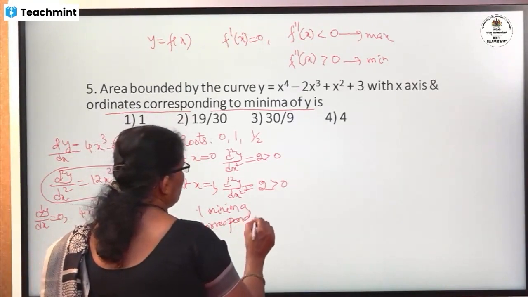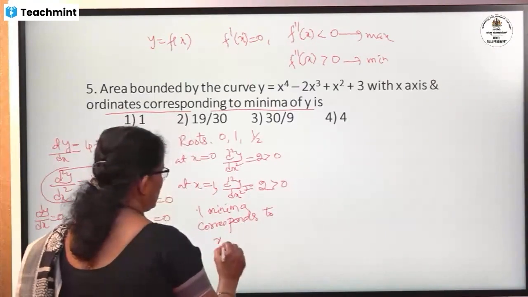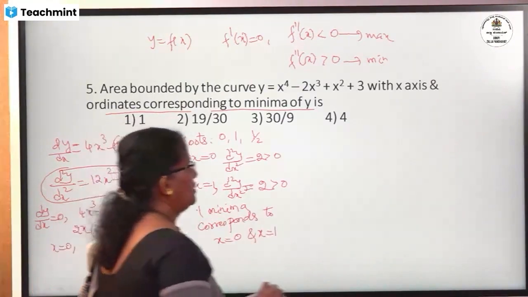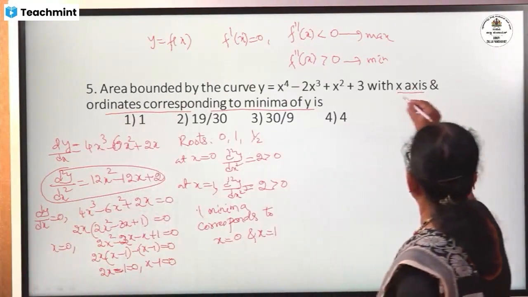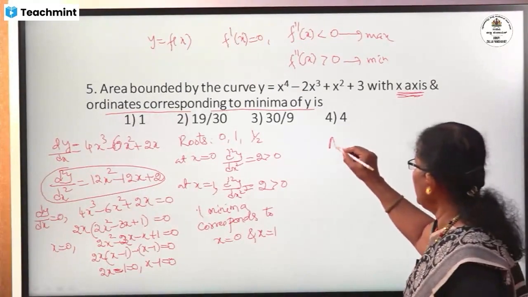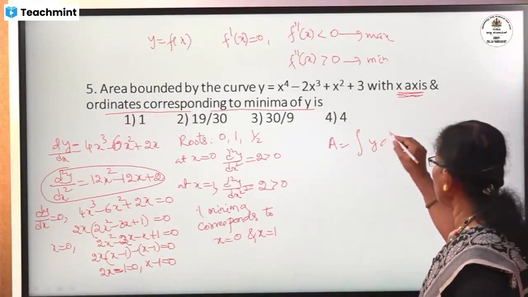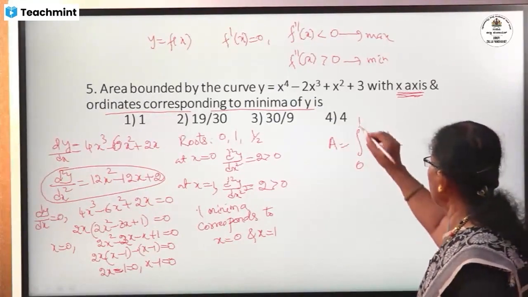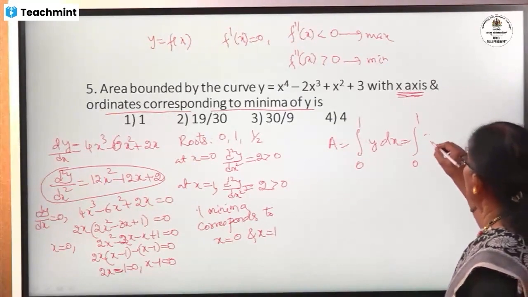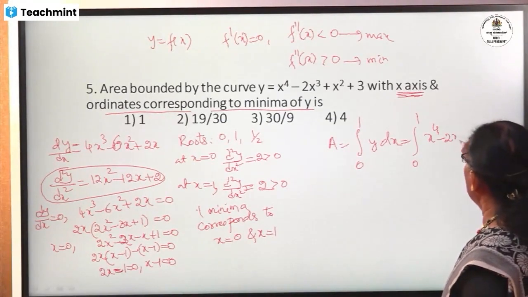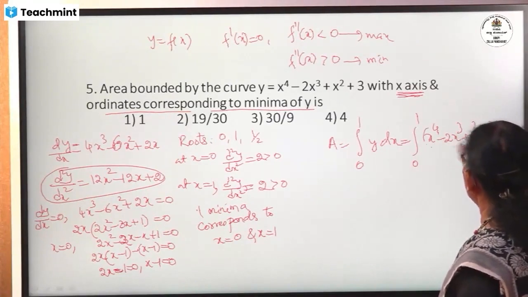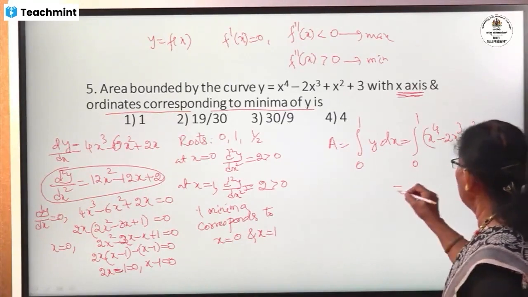Minima corresponds to x equal to 0 and x equal to 1. And here what is asked? Area bounded by the x-axis. Therefore, area is integral y dx, where x will range from 0 to 1. Integral of x power 4 minus 2x cube plus x square plus 3 into dx.